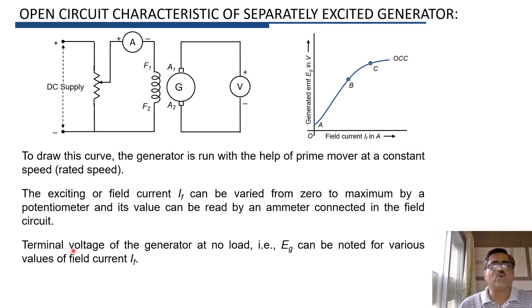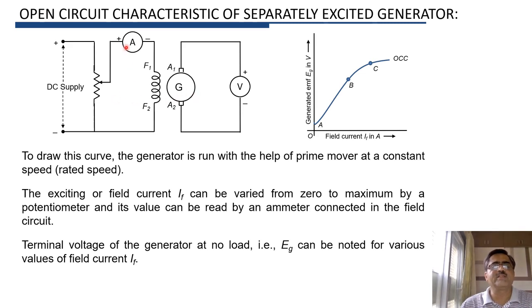Now the terminal voltage of the generator at no load. To record the generated voltage, a voltmeter is connected across the armature, and the generator is operating at no load, and therefore the terminal voltage is equal to Eg because there is no voltage drop in the armature. So this voltmeter shows the generated EMF Eg.